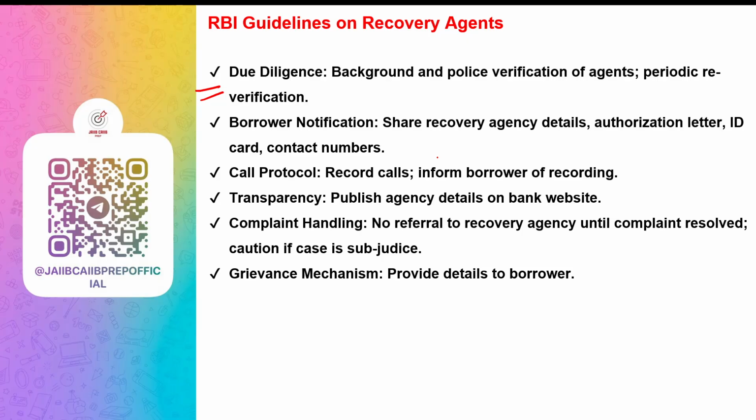Then the details in the notice are provided. The letter must have the recovery agent's contact number, all phone numbers, public list agencies. Basically, the bank's website must have up to date details of all the recovery agents. The pending complaints: if a borrower has complained about something, the bank should not hand over the case to a recovery agent until the complaint is resolved. There should be a grievance system. So, the bank must have a proper system for borrowers to complain about recovery agents.